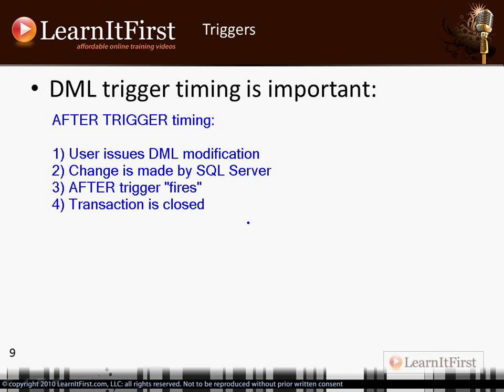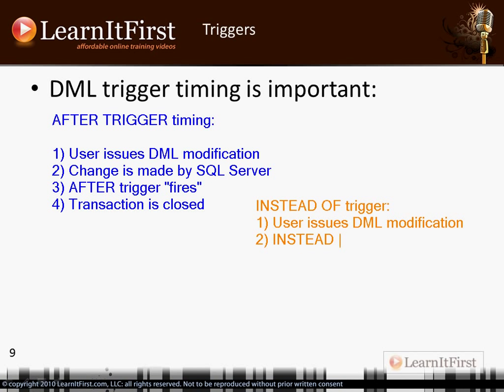Now, an instead of trigger, I'm going to switch to orange here. One, the user issues a DML modification. Two, the instead of trigger intercepts the change and the trigger code is executed. And there is no step 3. That's what it means. It's no joke. It is an instead of trigger. It actually fires instead of what the user asked to do. So then I guess step 3 would be the transaction being closed.